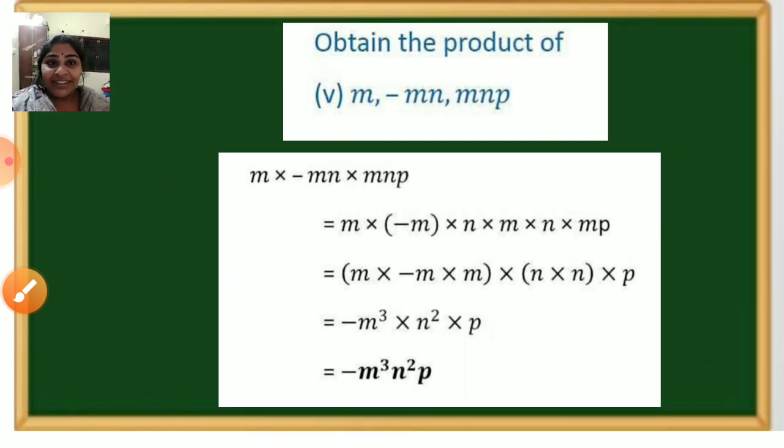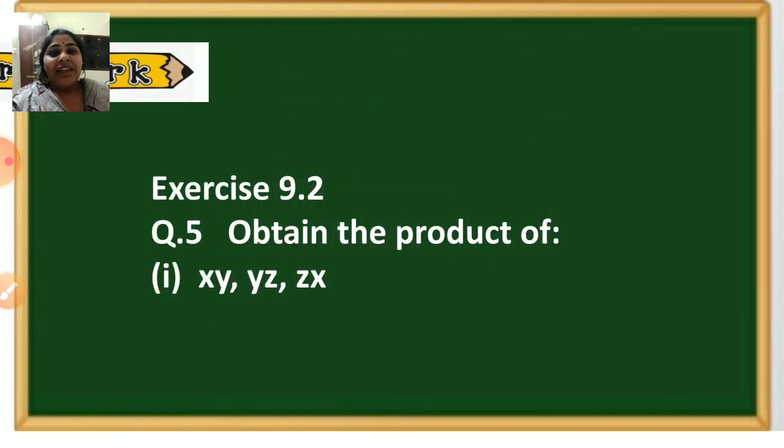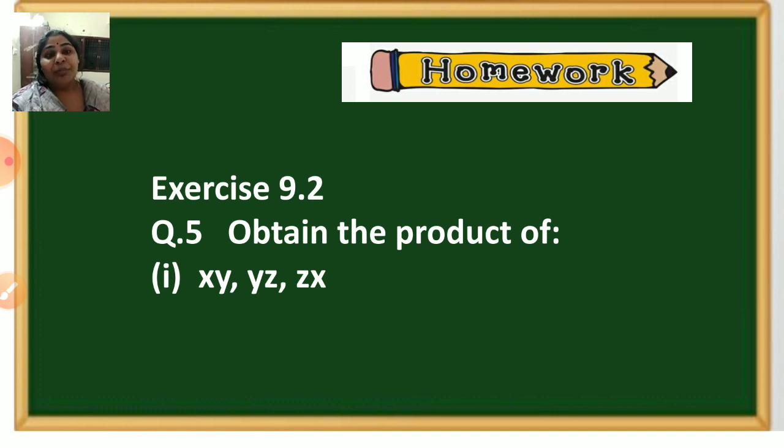So let us see once again. So it is m into negative m into n into m into n into m into p, which is nothing but negative m cube into n square into p. So this is how you have to solve. Take care that you have taken all the terms carefully, check it, and then only write it in the exam. So that's it children. This was the topic, that is multiplication of monomials, and I hope it is very much clear.